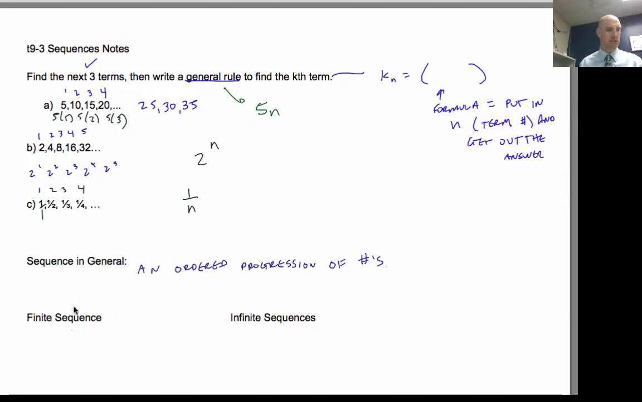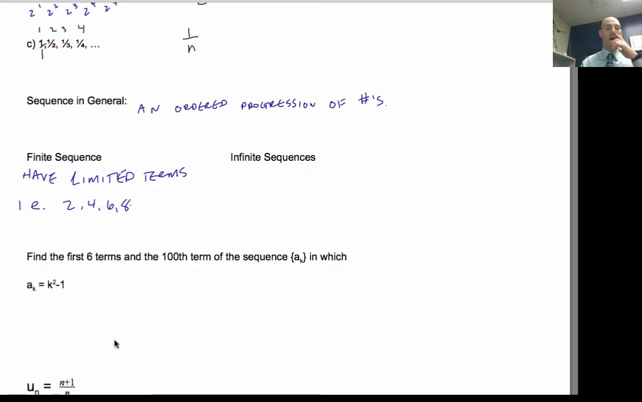Finite sequences have limited terms. For example, 2, 4, 6, 8. That's a limited number of terms. If it was only that, it would be a finite sequence. An infinite sequence goes on forever.